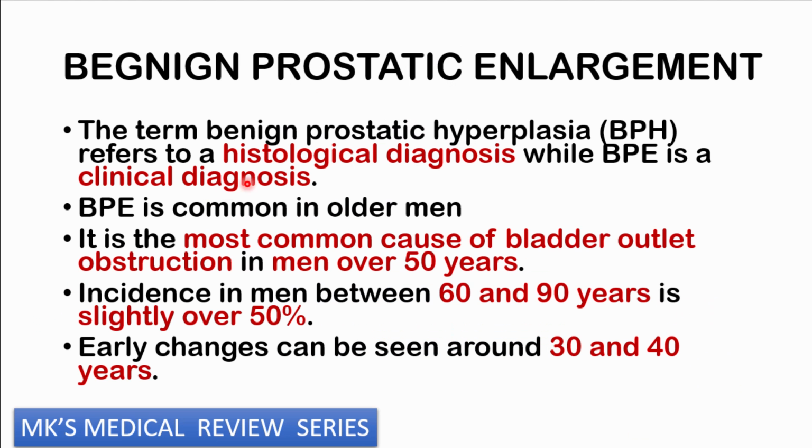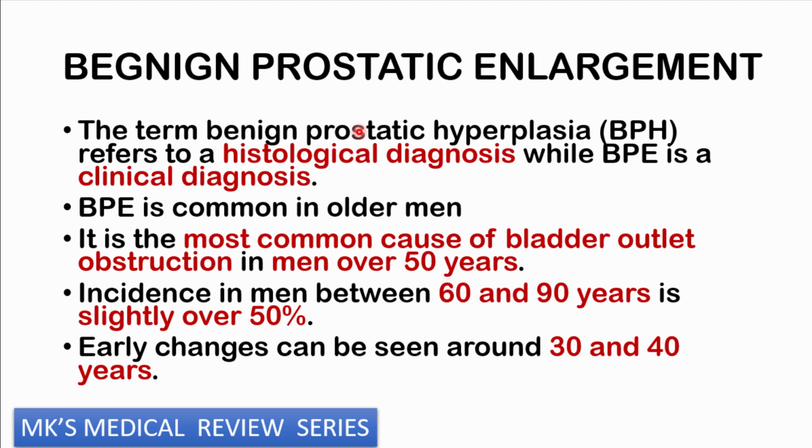Remember that when you use the term benign prostatic hyperplasia or hypertrophy, BPH, you're pretty much referring to a histological diagnosis, because recall that hyperplasia is an increase in the cell number, hypertrophy is an increase in the cell size, and hypertrophy and hyperplasia together is an increase in both cell size and cell number. So you can only justify this on your histology, but the right term to use when you're making a clinical diagnosis would actually be benign prostatic enlargement, or BPE.